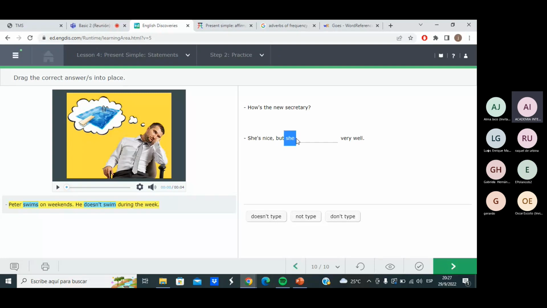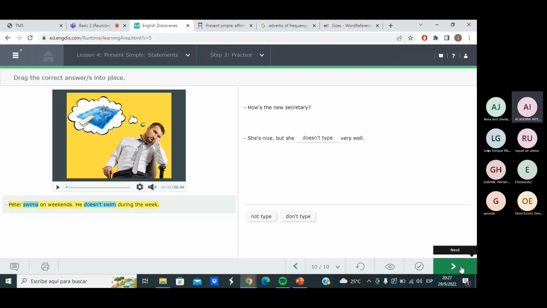Because I'm talking about her. That means third person. He, she, and it, we use does. And if it is negative, doesn't or does not. La contracción de does not is doesn't, ¿verdad? She's nice, but she doesn't type very well.